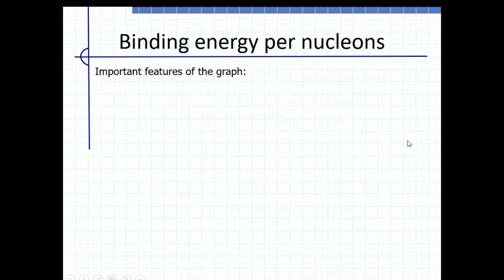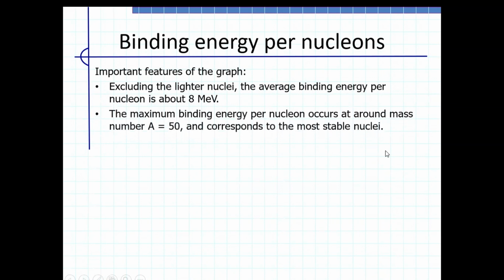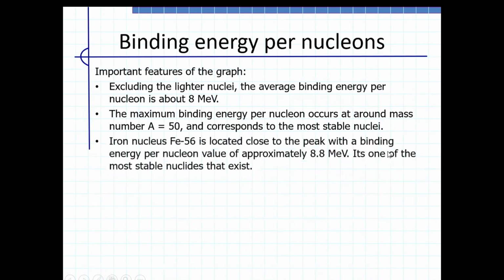The important features of this graph are that the average binding energy per nucleon is about 8 MeV per nucleon. Maximum binding energy per nucleon occurs around mass number A equal to 50, and it corresponds to the more stable nuclei. Iron-56 is located close to the peak, and therefore it is one of the most stable nuclides. Its binding energy is 8.8 MeV per nucleon.